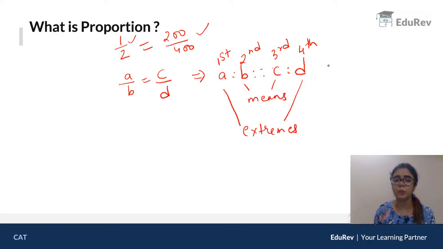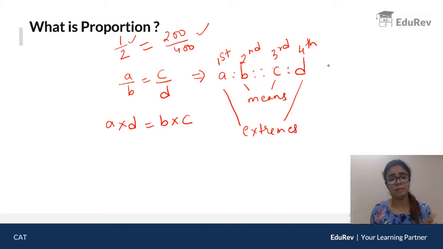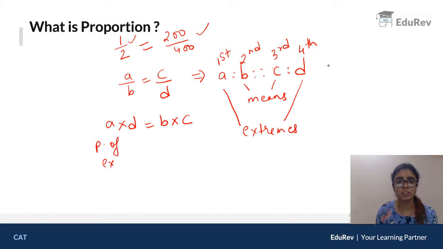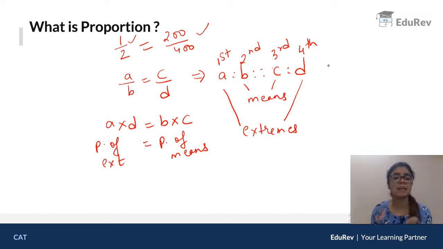So A is to B is the same as C is to D. Basically what do we do here? We just cross multiply. Can I say A into D is equal to B into C? Because if A by B is equal to C by D, A into D will be the same as B into C. So what does this mean? This means that the product of extremes, because A and D are extremes, is the same as the product of means. This is the basis of proportion.